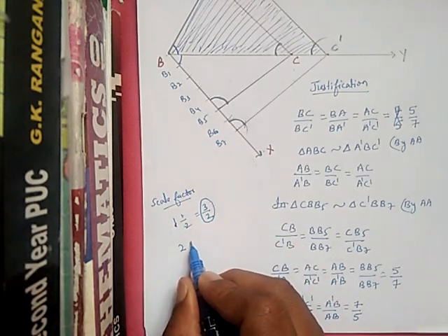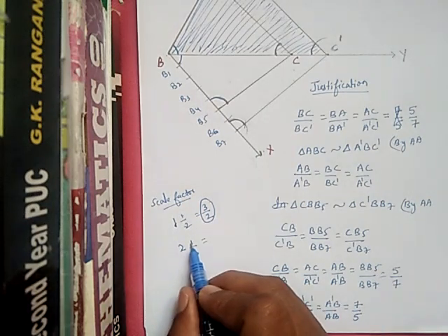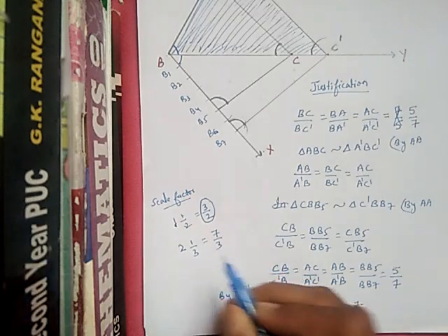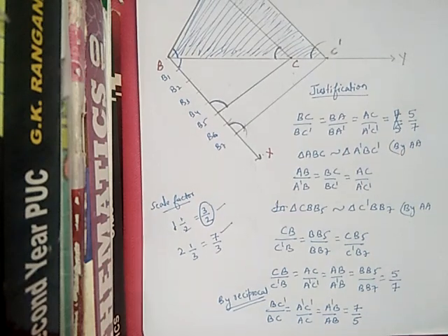Suppose it is 1 by 3, then how will you write the scale factor? 3 into 2 is 6, 6 plus 1 is 7, 7 by 3 will be the scale factor. Like that you can go, and you can solve other examples also in the similar way.